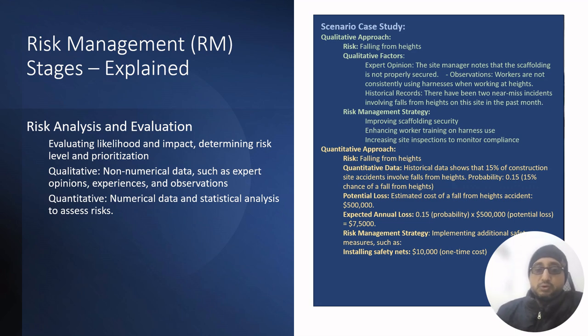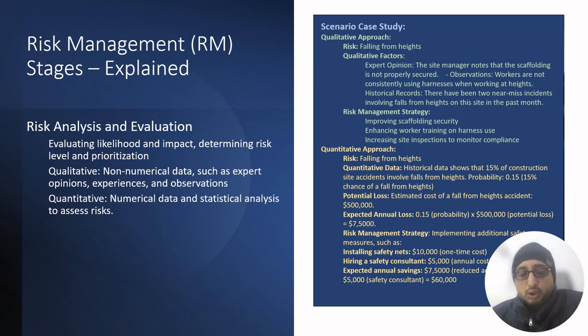Let's say our first control is to install safety nets, which will cost $10,000. The second control is to hire a consultant, which will cost us $5,000 annually. So the total cost of the control measures is now $15,000. Let's compare it with the expected annual cost of the incident. By subtracting the total cost of the control measures, we find $60,000, which is basically our savings. If we do not implement controls and the incident happens, it will cost us $75,000. But by spending $15,000, we will save $60,000.